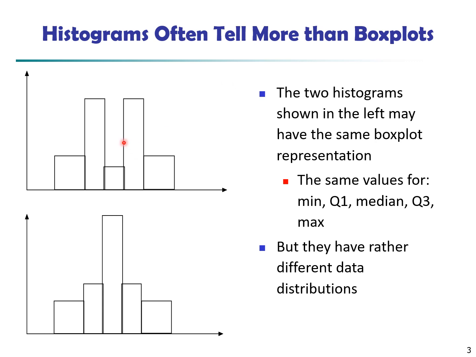Now, according to this example, these two histograms show the same box plot representation. So they share the same value for minimum, maximum, Q1, Q3, and median. However, they have a different data distribution. So a histogram will show us data distribution better compared to box plots.